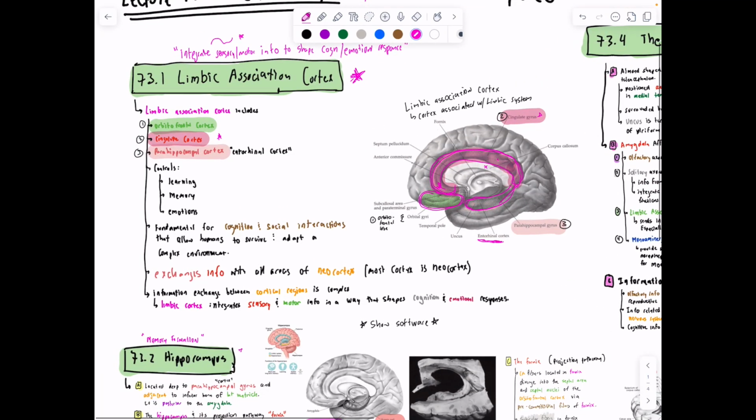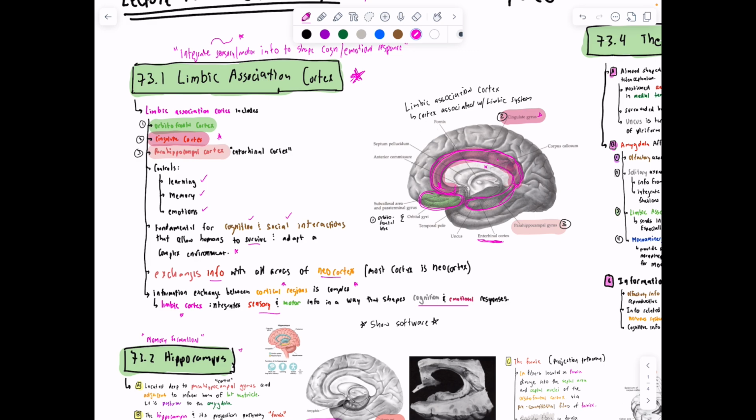The hippocampus is really just like a folded cortex itself. All right, and so what is this going to do? It's going to control learning, memory, and emotions, and it is fundamental for cognitive and social interactions that allow humans to survive and adapt to a complex environment. It's going to exchange information with all areas of the neocortex. Remember, neocortex is most of the cortex. It has 6 layers. So it's doing information exchange between different cortex regions, and that exchange is fairly complex, but the limbic cortex is going to integrate sensory and motor information in a way that shapes cognitive and emotional responses.